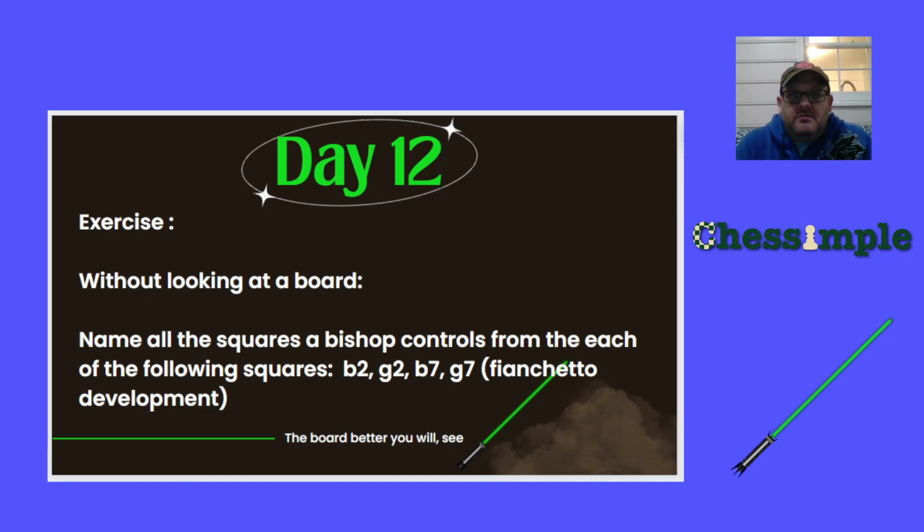And so you want to list all the squares controlled by a bishop on B2, all the squares controlled by a bishop on G2, all the squares controlled by a bishop on G7, and all the squares controlled by a bishop on B7. I would suggest you just pause this video, and when you're done, we will look at some other observations and take it a little bit deeper. So good luck, and then just restart the video when you're done.